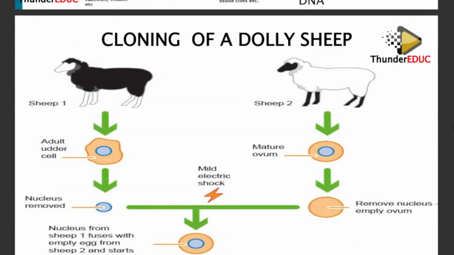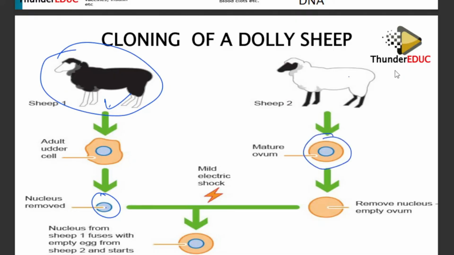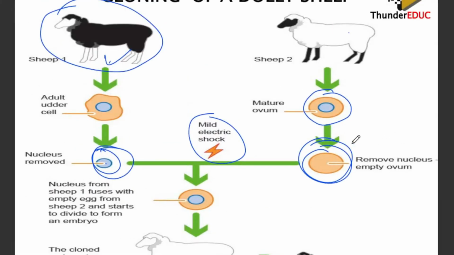It means that you have to first identify which cell you are going to use. You have to first identify the somatic cell. Step 1: get a somatic cell from an individual whose characters are needed. Step 2: remove the nucleus and keep the nucleus. Step 3: get another cell, a mature ovum from another sheep. Then remove the nucleus and keep the cytoplasm, or the casing. Then combine the nucleus of the first cell and the cytoplasm of the cell from the other sheep.